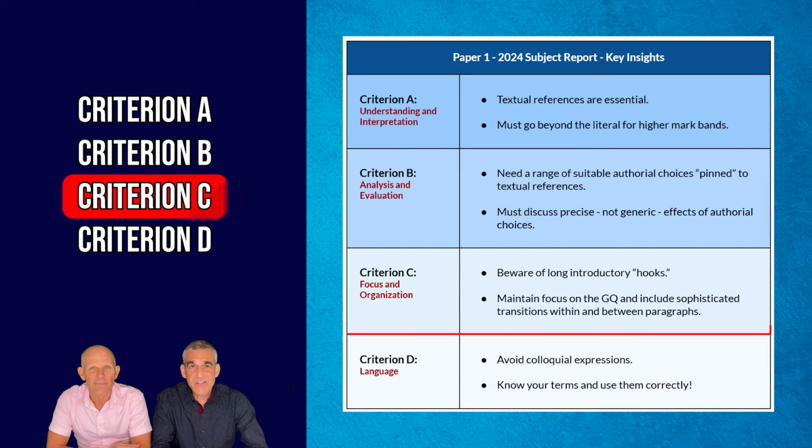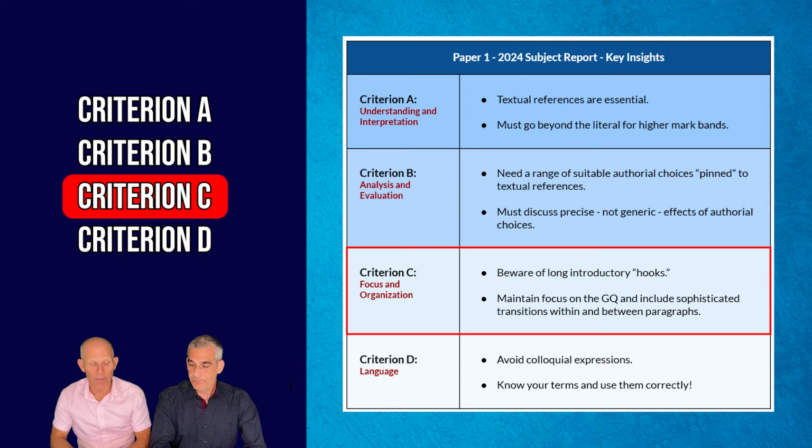Now, criterion C, we're looking at focus and organization. And there was a comment that said we need to look out and beware of long introductory hooks for paper one. If you want to write a sentence, maybe two, probably one that sort of anchors you into the topic of the text, that's fine. But we need to avoid writing 2, 3, 4, 5 sentences that sort of deviate. Get right into that text. Get into that text. Yeah, absolutely.